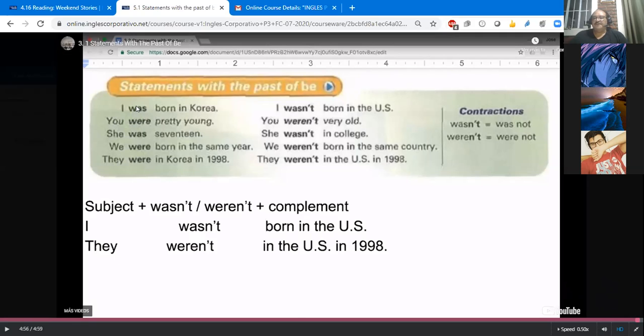For example, where were you born? Mauricio, where were you born? I was born in... country or city? The city. Here in the city. I was born in Sonsonate. Okay, good. And Sara, where were you born? I was born in San Salvador. Good. And you, Josephette, where were you born? I was born in Sonsonate City.